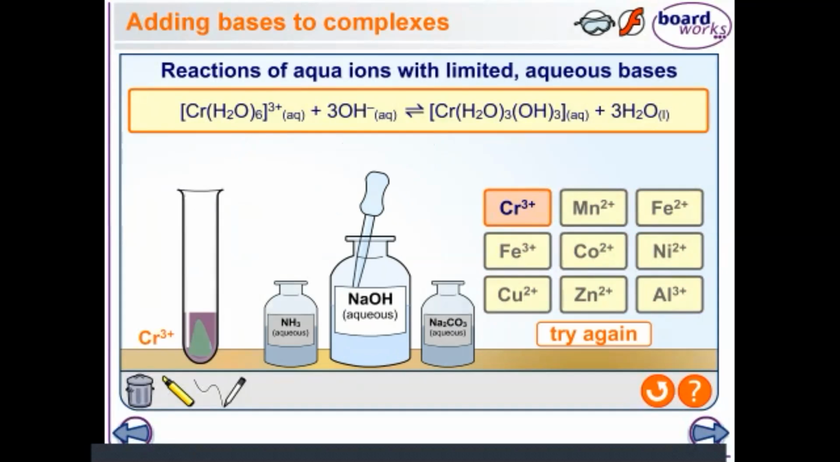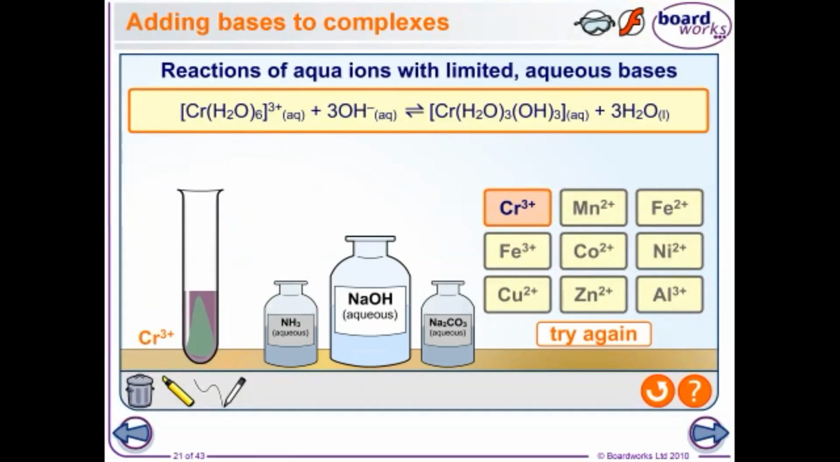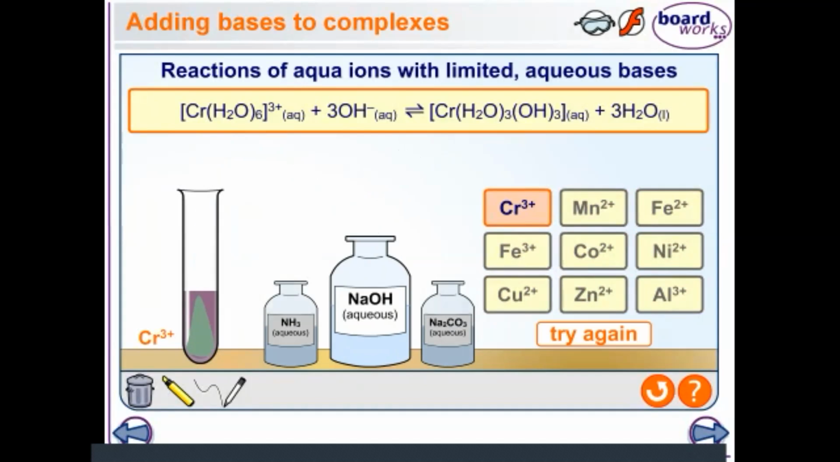So again, in this case, chromium hydroxide has been formed from this solution. You can see the solid precipitate. This is the color. Now let's try to look if we add sodium carbonate.